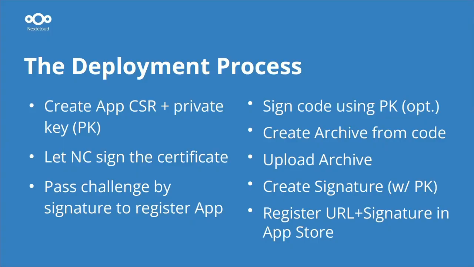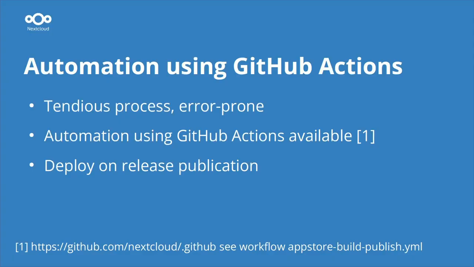And on the right side, these are the steps that I need to do in order to actually publish a release of an app. So I have to sign eventually the code, I create an archive, upload it somewhere where it's reachable, I create a signature of it, and then I can register the URL with the App Store. That's more or less the process of publishing any release. Now, this is tedious. So it would be nice if I could automate that. We are developers, why not do so?